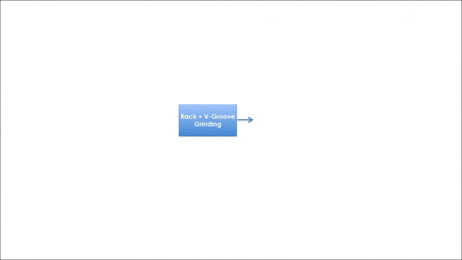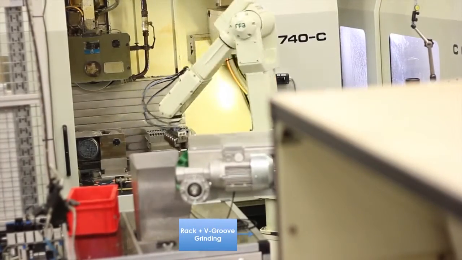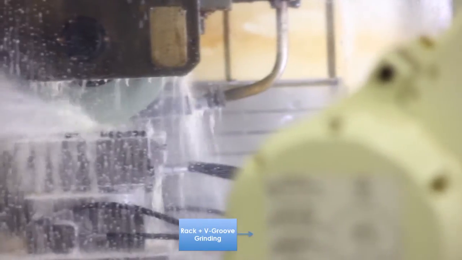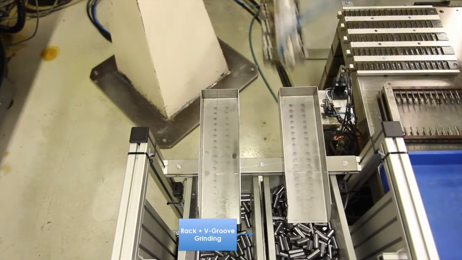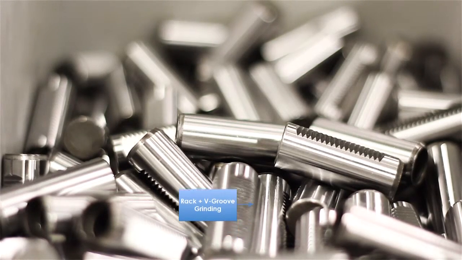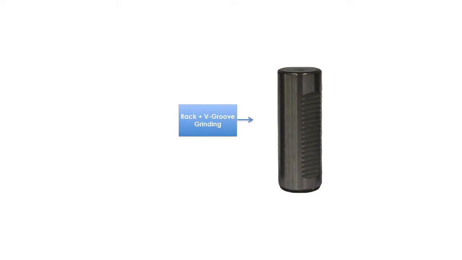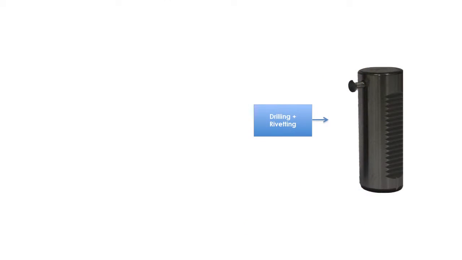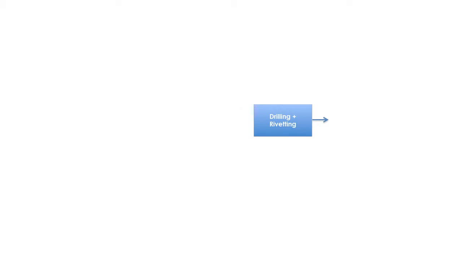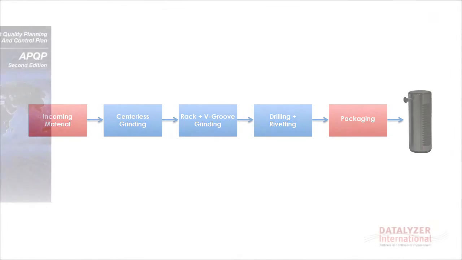Then the rack and V-groove are ground into the part and the part is inspected and washed again. After this process step, the plunger has a rack and V-groove added to the product. In the next step, a hole is drilled and the rivet is pressed into the plunger. After this process, the plunger is inspected, washed, and packaged.